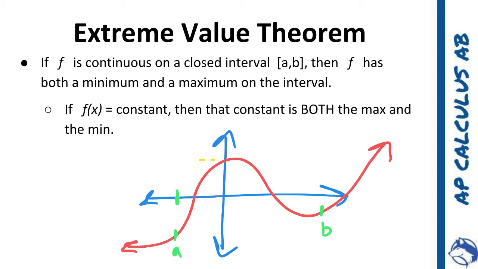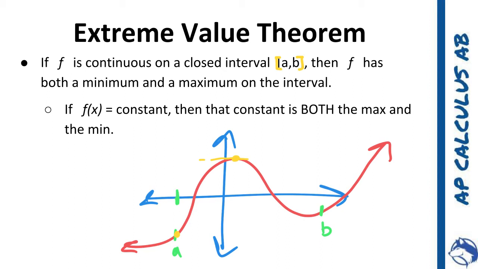Well, the max just so happens to be right here, and the minimum is going to occur down here at a. And remember, it's a closed interval, so we're using these closed brackets. So both of those have to exist on a closed interval.